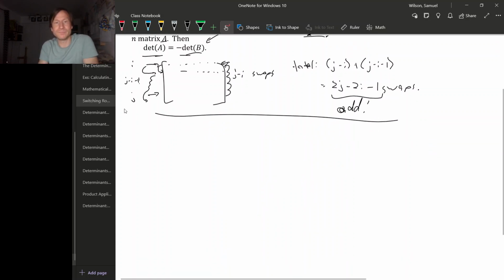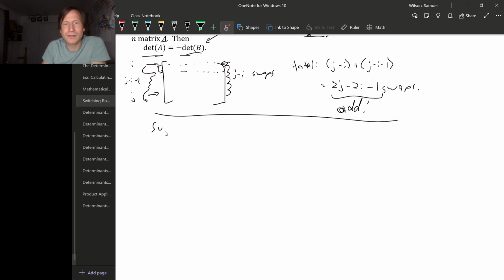So we're going to swap only adjacent rows. Well, suppose we swap row I and row I plus 1. And let's suppose that it's not the first row. So we're going to swap adjacent rows and not the first row.